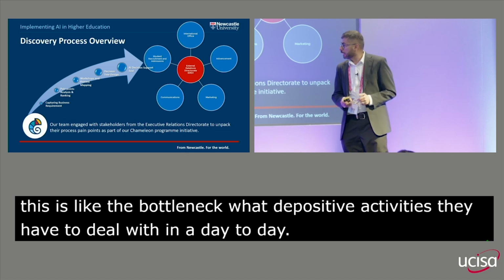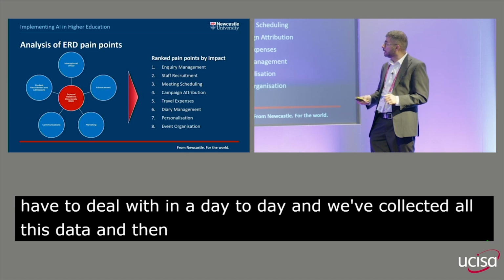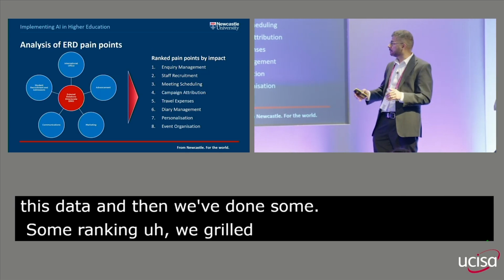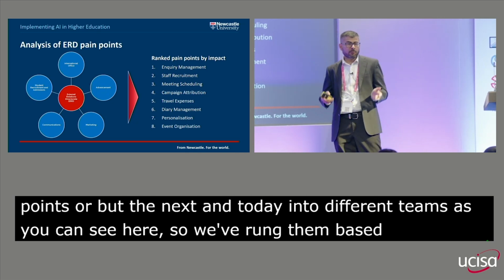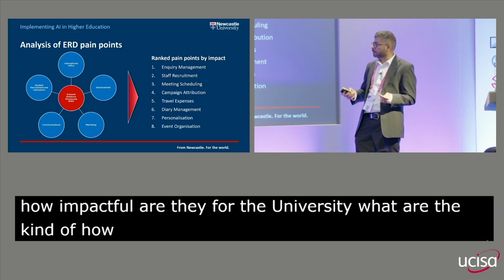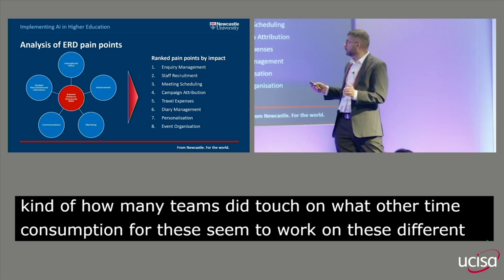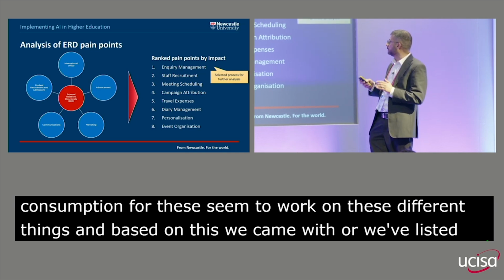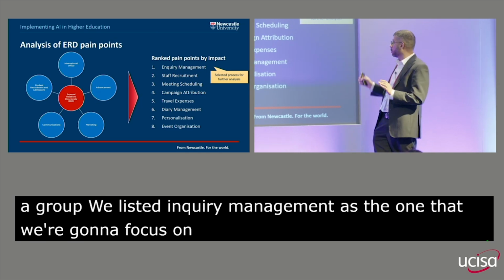And we've collated all of this data, and then we've done some ranking. We grouped all of these different pain points or bottlenecks into different themes, as you can see here. So we've ranked them based on how impactful they are for the university, how many teams they touch on, and what the time consumption is for these teams to work on these different things. And based on this, we listed, as a group, inquiry management as the one that we're going to focus on. There's a lot here, so we thought we'll just focus on inquiry management to start with.